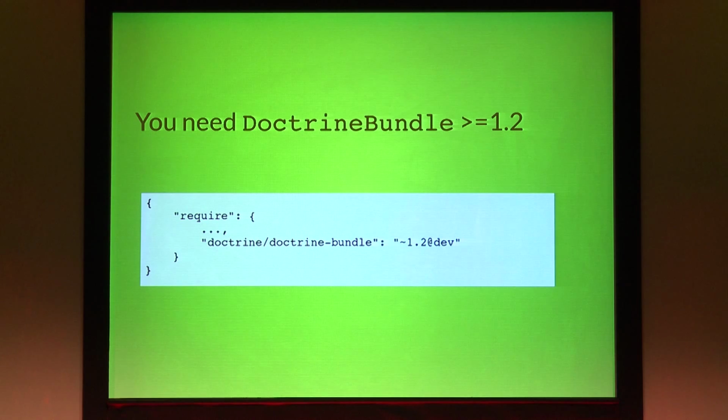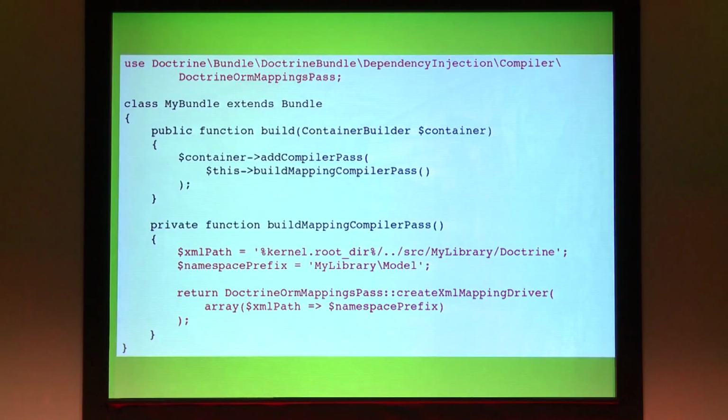You have to install Doctrine bundle with a higher version than 1.2. I'm not sure if 1.2 is released as a stable version yet, but last time I was looking at this, you had to add the dev stability to your composer requirement. Once you have installed this bundle, you will have a compiler pass, which is able to modify service definitions and allows you to register your mapping metadata in other locations than just bundle locations.